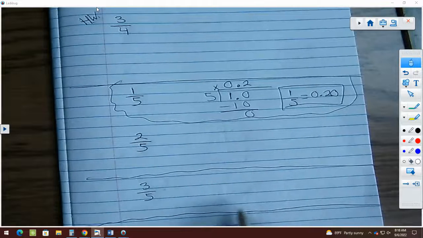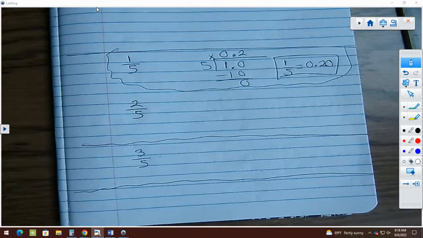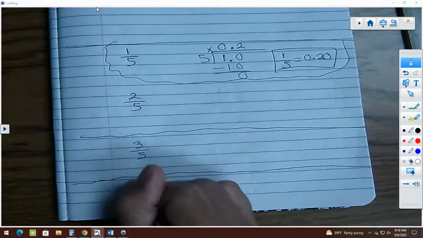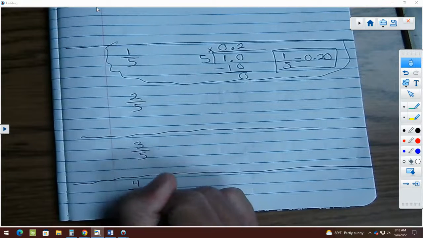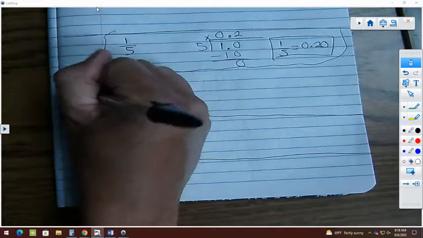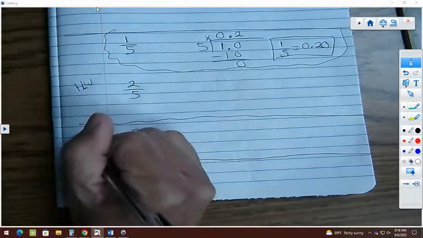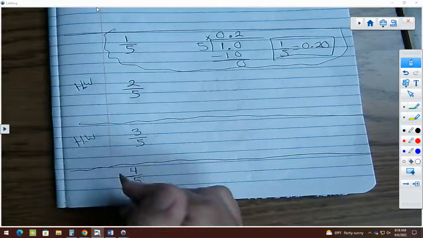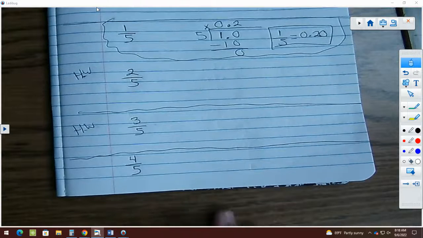And I'm not giving that much space because they should not take you that long. 4/5, I will do it for you. So 2/5 will be for homework. 3/5 will be for homework. Just change them to decimals, and 4/5, I'm going to do it with you right now.